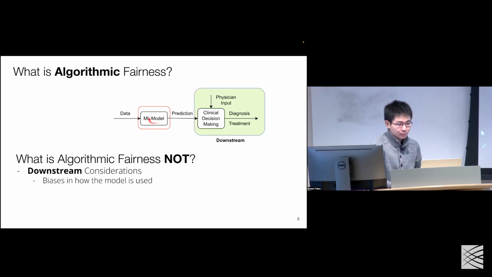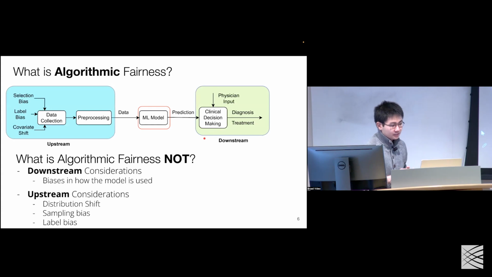The ML model outputs some prediction as part of some clinical decision-making system. If the physician selectively chooses to trust the system for different patients or for different groups, that can certainly be a source of bias. And if these decisions eventually lead to downstream treatment and diagnosis, depending on how the treatment interacts with different populations, that could be another source of bias.